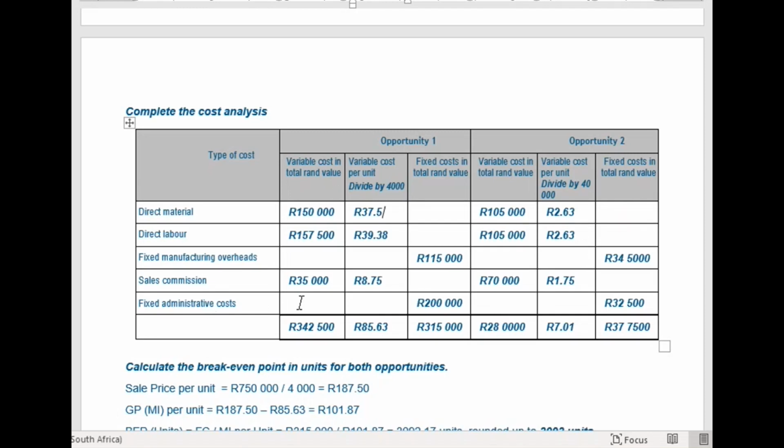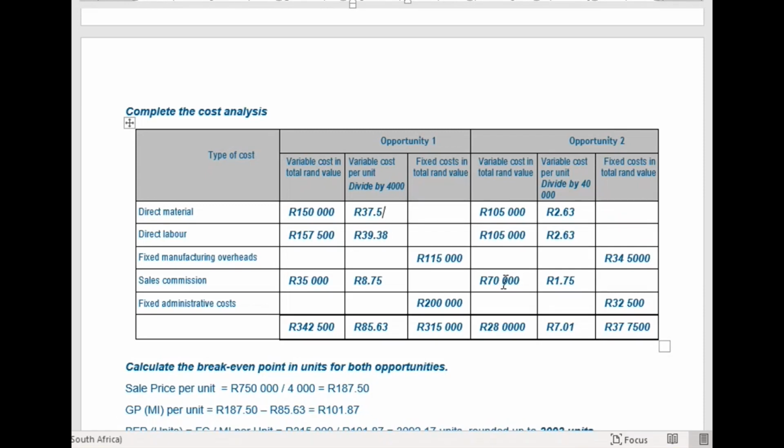Manufacturing overheads and fixed admin costs are fixed costs. So you are just going to put it in there as it is given. It is not dependent on the number of units. Sales commission, again it is. Your total sales commission is 35,000 based on 4,000. So your salesmen actually get R8.75 for each unit that they sell. On this side, the salesmen only get R1.75 for each unit that they sell. But your total cost in terms of sales commission is a lot more.